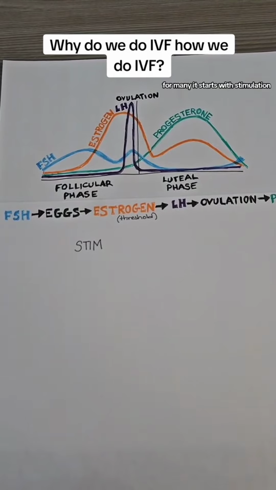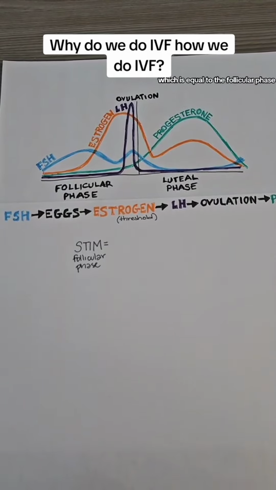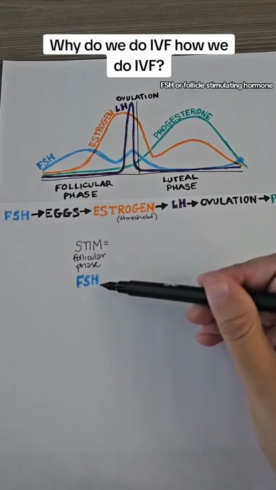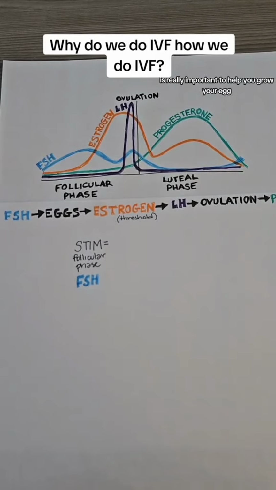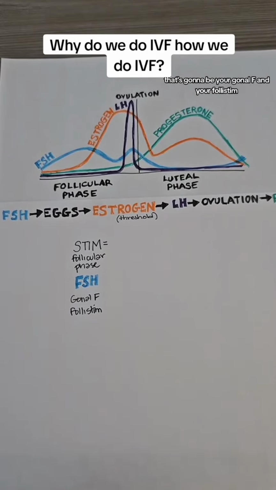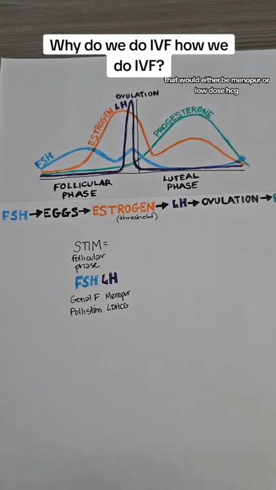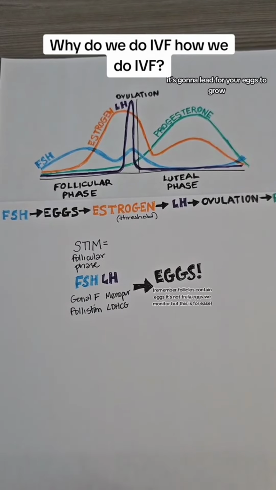For many, it starts with stimulation, which is equal to the follicular phase. And in the beginning of the follicular phase, FSH or follicle stimulating hormone is really important to help you grow your egg. That's going to be your Gonal-F and your Follistim. We also like to sweeten the deal a little bit and add a little bit of LH in, and that would either be Menopur or low-dose HCG. And this is going to lead to what? It's going to lead for your eggs to grow.